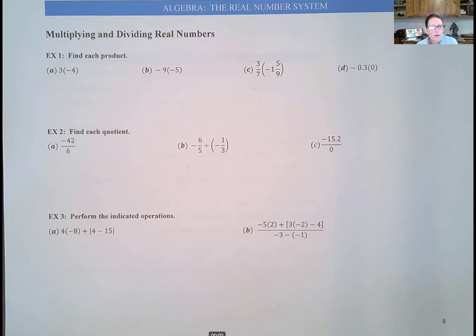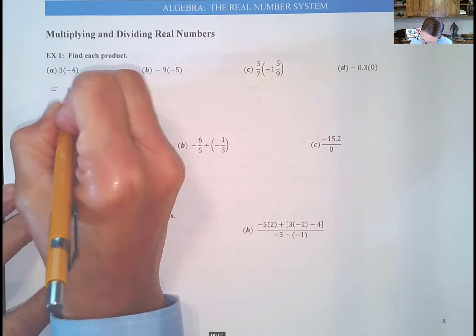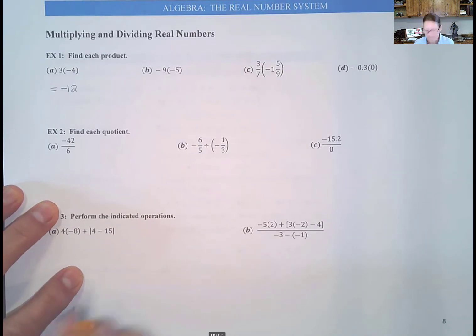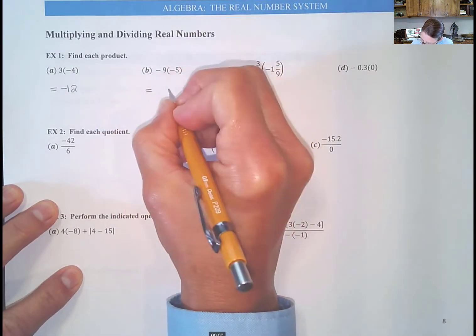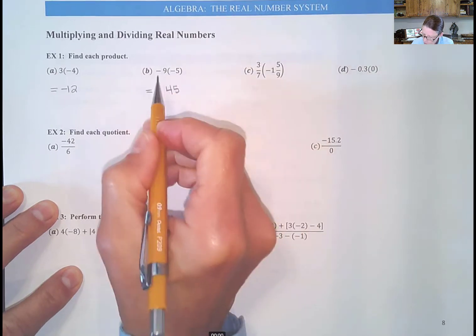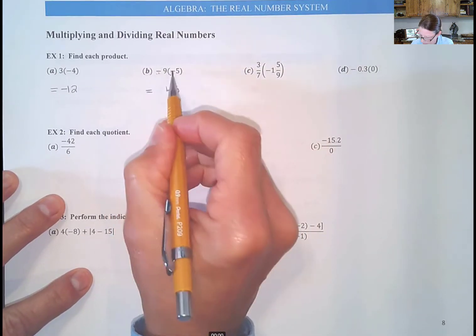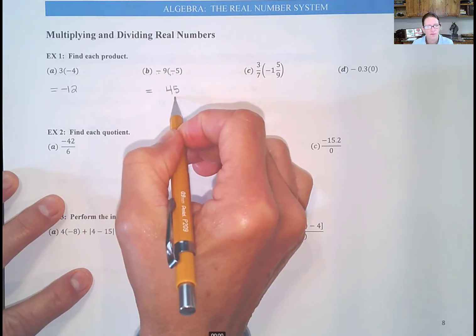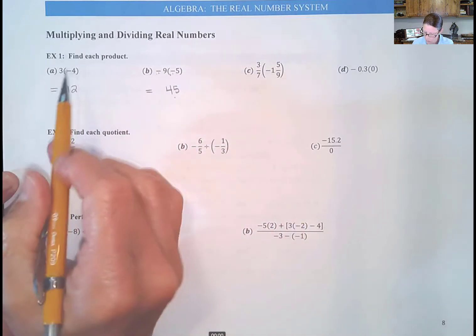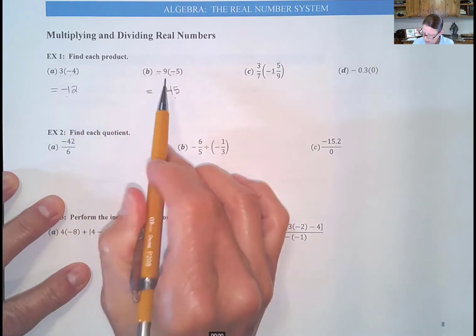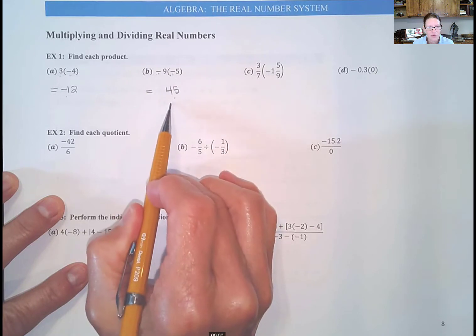Next, we will multiply and divide real numbers. So in example 1, let's find each product. 3 times 4 is 12, and there's one negative symbol associated. 9 times 5 is 45 with 2 negative symbols associated with that. And the opposite of negative 45 is positive 45. So you might say, when I multiply differently signed numbers, the result is negative. And when we multiply like signed numbers, the result is positive.